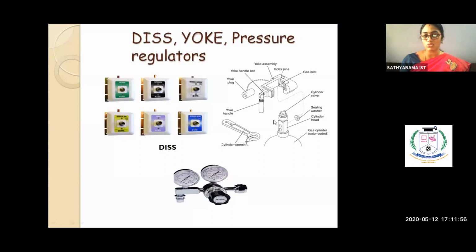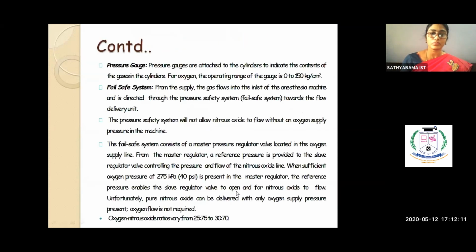So this pin has to go directly into that yoke plug, and these are going to be my pressure regulators. So you have to maintain the pressure. So you have these knobs over here. So if there is an increase or a decrease, you can turn these knobs so that you can maintain your pressure. So same thing again, the pressure gauge as we said, and a fail-safe system.